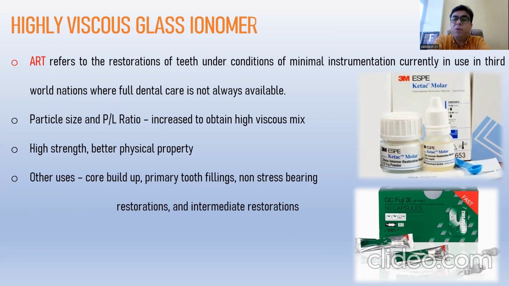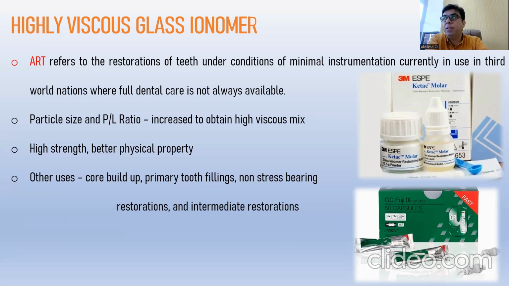High viscous GIC. It is used for restoration of teeth under conditions of minimal instrumentation, currently used in third world nations. It is also used in atraumatic restorative treatment, that is ART. Here the tooth preparation is very minimal. The particle size and the powder liquid ratio are increased to obtain a highly viscous mix, and it has high strength and better physical properties.